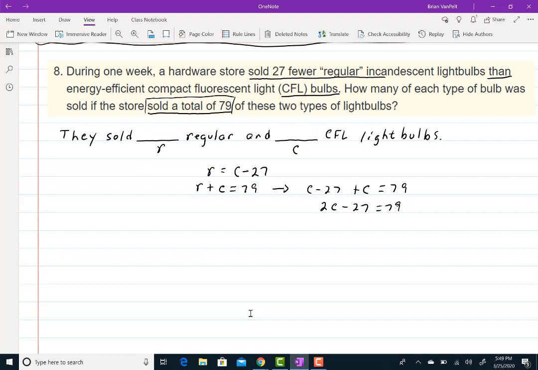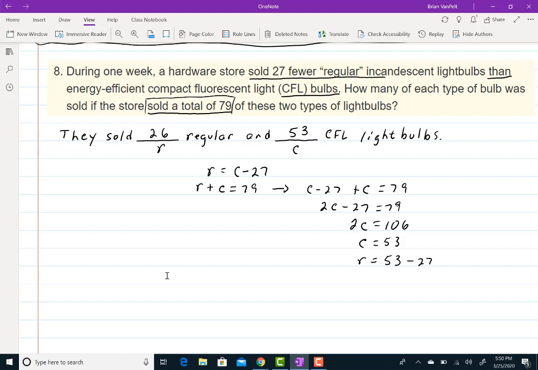Add 27 to both sides. I'll get 2C equals 106. And then divide by 2. And we see C is equal to 53. So let me put that here. And to get the number of regulars, we'll use this first equation that was already solved for R. R equals C minus 27. So R is equal to 26.